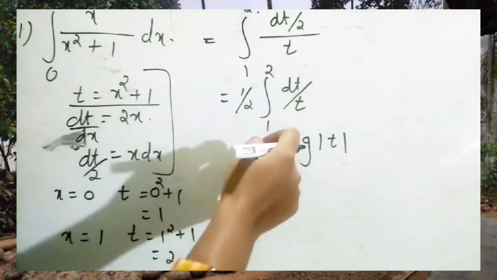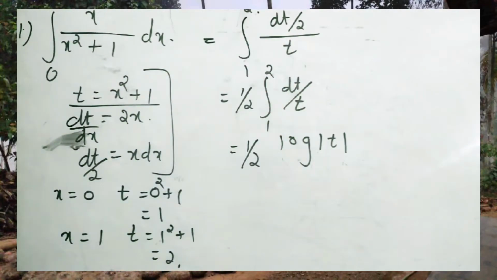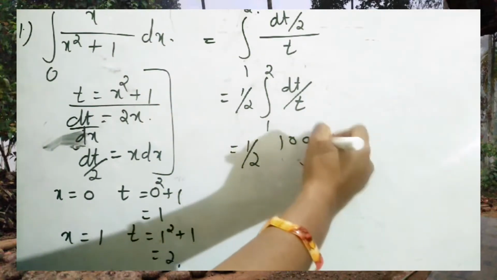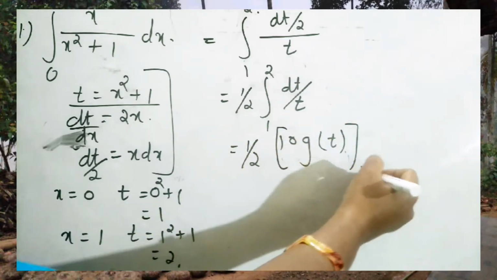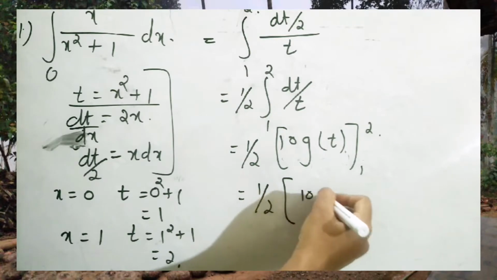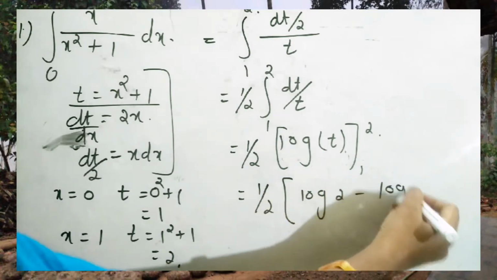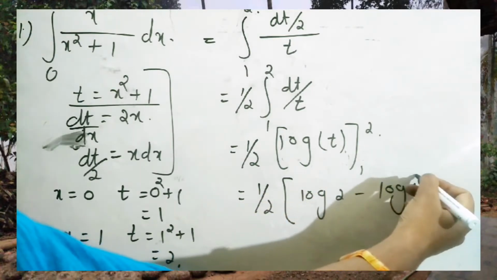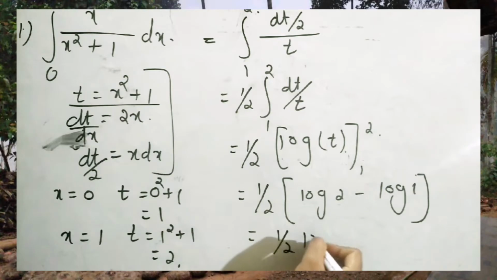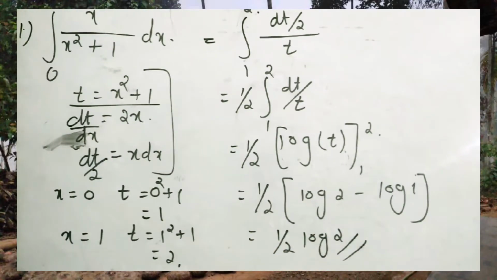But here the t varies from 1 to 2, and in the interval 1 to 2 that t is positive, so we can avoid this modulus symbol. And this is 1 by 2 into, now we need to substitute t equal to 2 minus t is equal to 1. And we know that log 1 is 0. So thus we will get 1 by 2 log 2. So the answer for this question is 1 by 2 log 2.